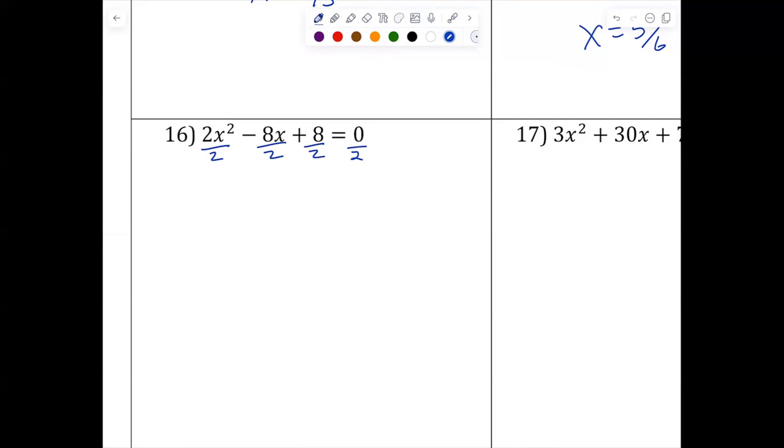When I divide by 2, what do I get? X squared minus 4x plus 4 still is 0. Okay, let's factor that. Come on, get on it. Because there's not a common X, right? The 8 doesn't have an X. Agreed? Yeah.